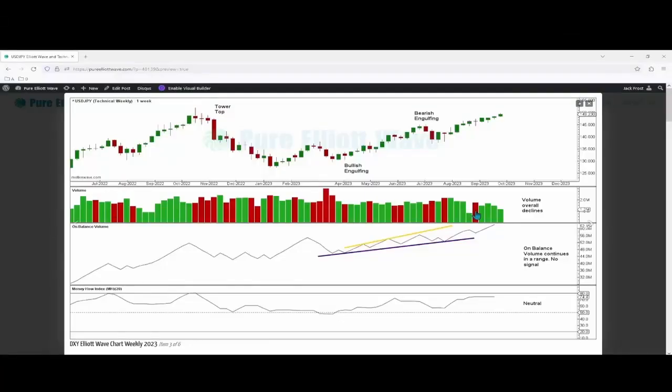On the weekly volume chart, volume has overall declined as price increases. On balance, volume continues in a wide range with no signal, and money flow is neutral. Overall, the volume profile is bearish, with a slight push on some bearish candlesticks and overall declining.